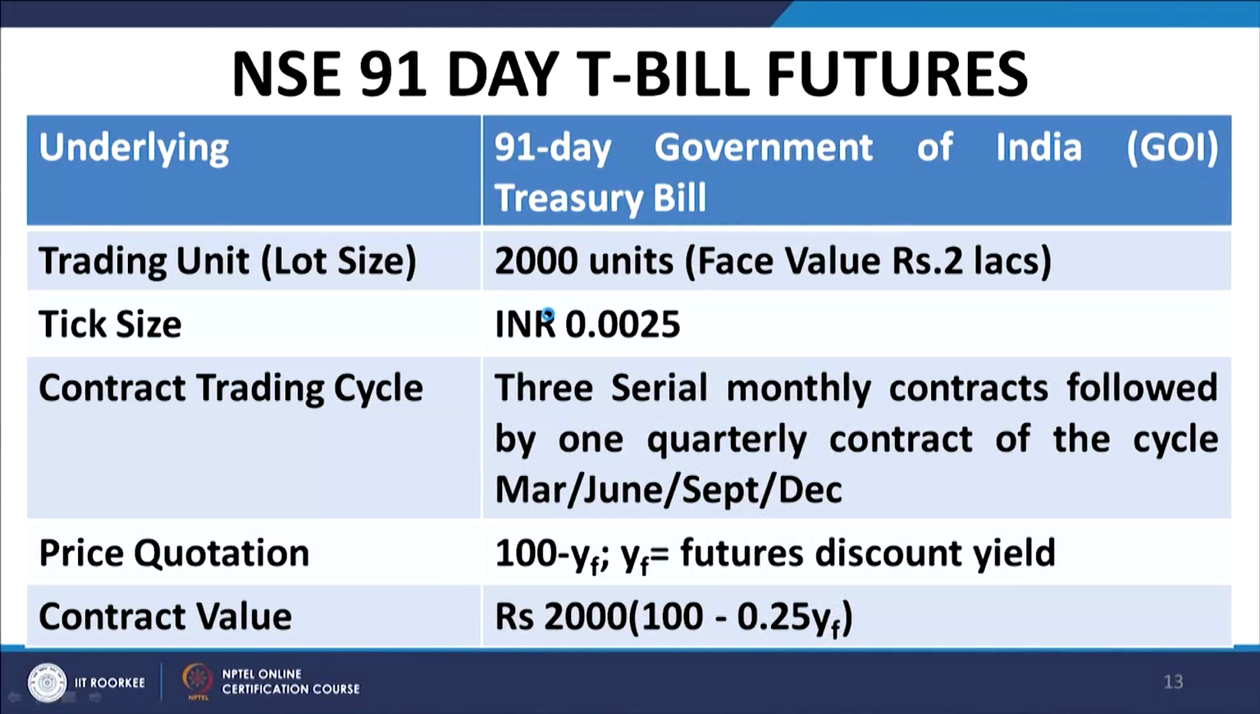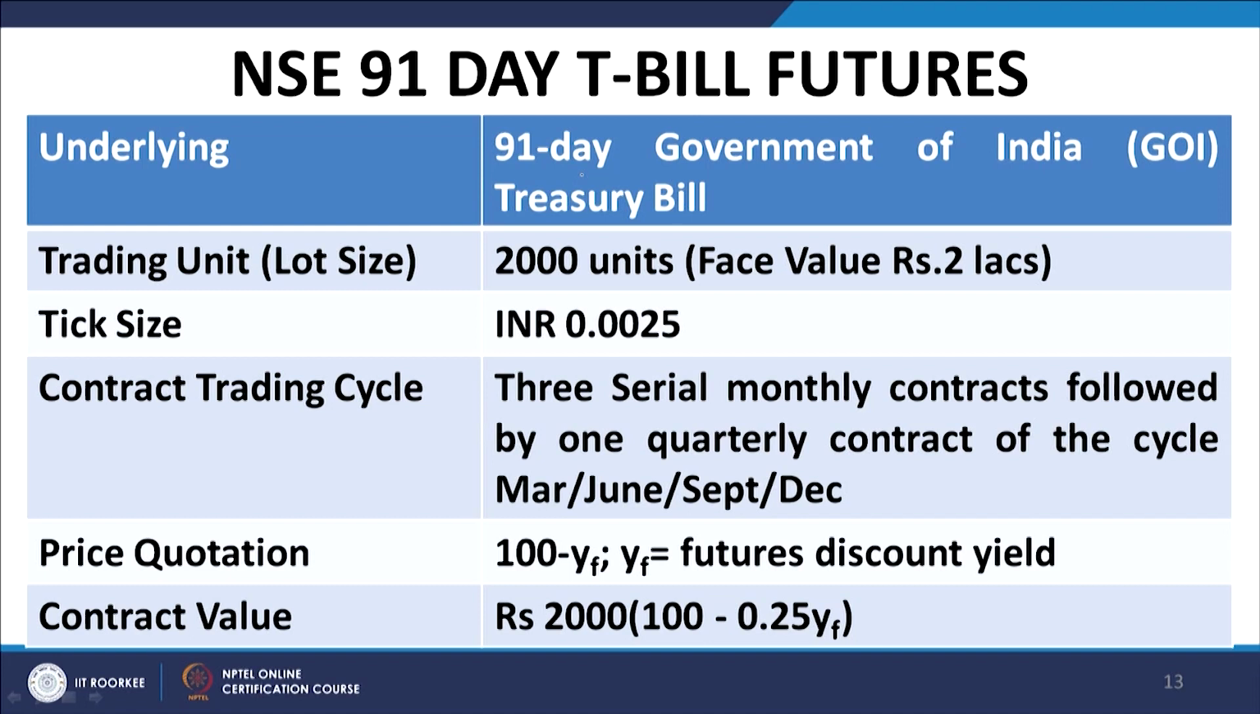A brief touch up on the NSE 91-day T-bill futures, which are traded on the National Stock Exchange in India. The underlying asset, as I mentioned just now, is the 91-day Government of India Treasury bill. The trading unit, that is the lot size, is 2000 units, and the face value of each unit is 100 rupees. So, the face value of the entire contract comes out to be 0.2 million or 2 lakh rupees.